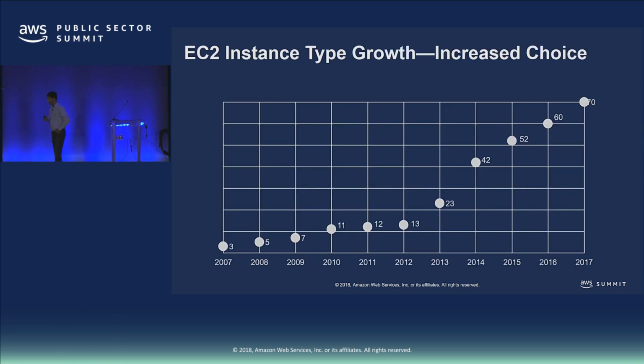So to give you a perspective of how we evolved over time, EC2 instances started with just 3 instance families and instance types. And over the past few years, we now have about 70 instance types and about, I think it started off with 1 instance family, and we scaled to 12 instance families.